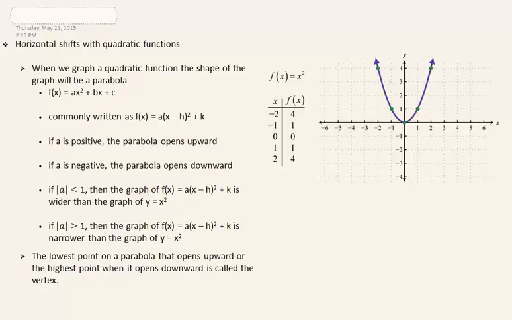is called the vertex. In the figure to the right, we can see the f of x function when it equals x squared, and we can see the x values and the y values of this parabola when graphed.